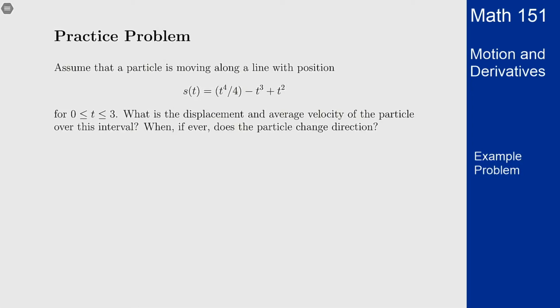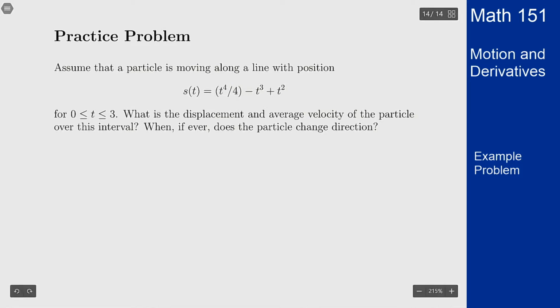In this example, we want to look at a particle that's moving along a line and then say some facts about it. So assume a particle is moving along the line with the position s of t is t to the fourth over 4 minus t cubed plus t squared between t equals 0 and 3. I want to know the displacement, the average velocity over this interval, and then when, if ever, the particle changes direction.